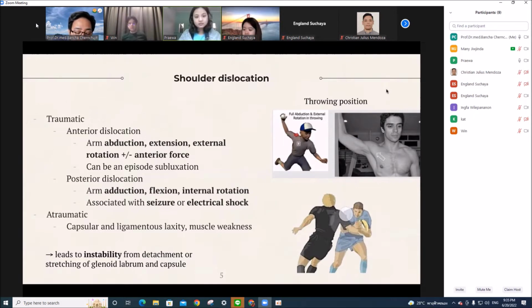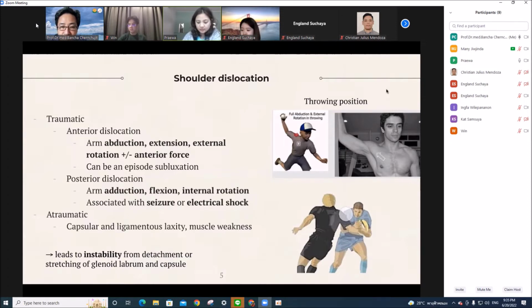And for the posterior dislocation, it's the opposite, like I showed you this morning, right? The patients that have posterior shoulder instability were like this. Sometimes something hits the elbow, like this. Or sometimes with electric shock or seizure, the patient may have dislocation to the back. It's much less common compared to the anterior dislocation.